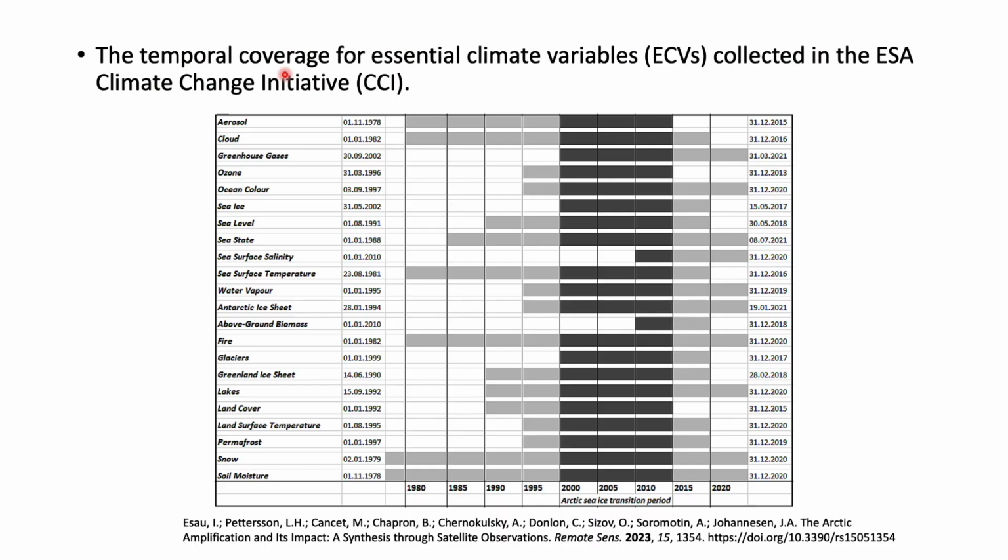And here is the temporal coverage for essential climate variables collected in the ESA Climate Change Initiative. So this data is compiled from 1980 to 2020. So if you see here, from 2000 to 2010, this is where the Arctic sea ice transition actually started happening. So this particular area is the time at which the Arctic melting started increasing. In other words, from 2010 onwards, we are seeing Arctic amplification at a larger scale.